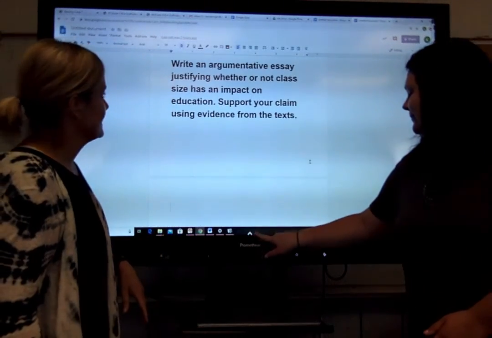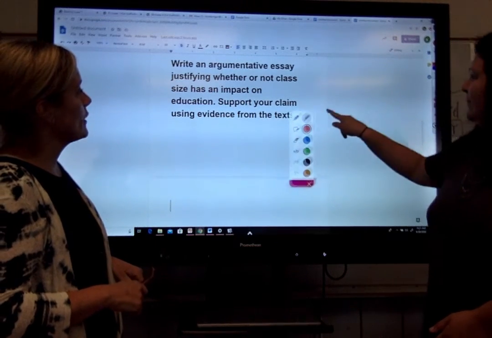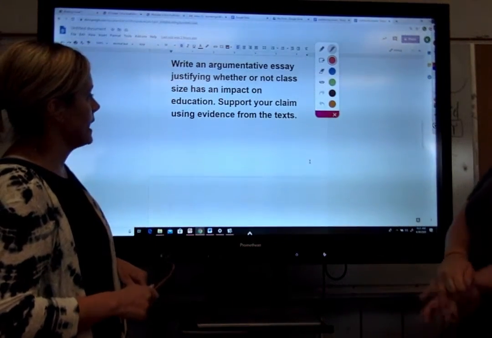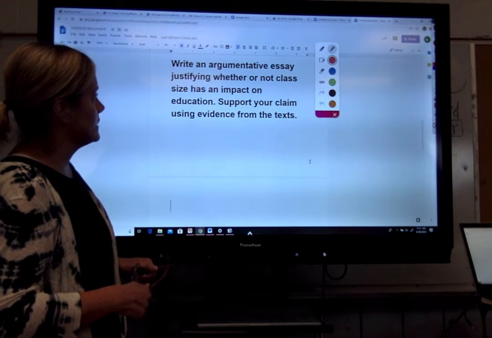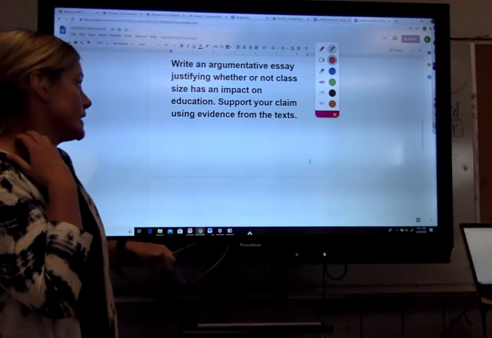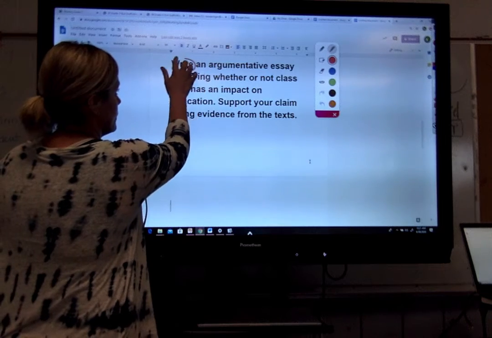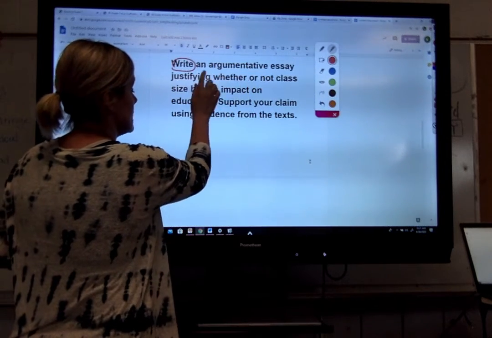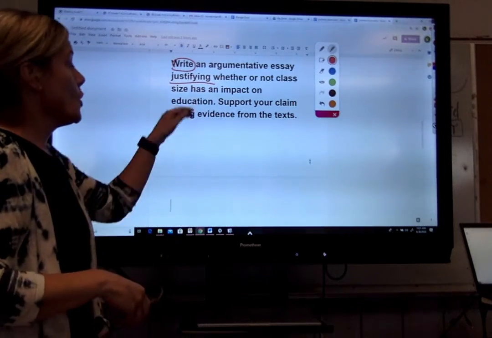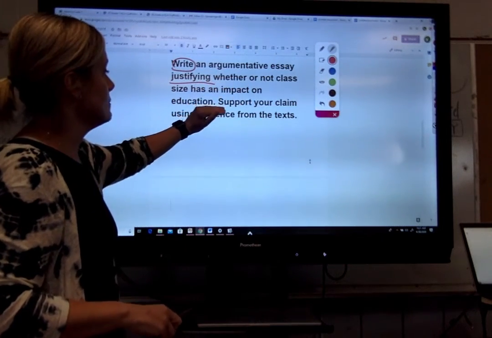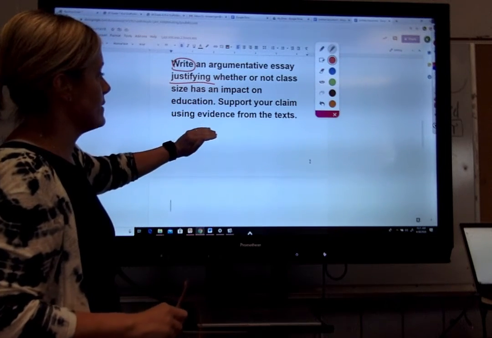Okay. This one says, write an argumentative essay justifying whether or not size has an impact on education. Support your claim using evidence from the text. Okay, well, let's look. We know that, like Ms. Swearingen said, write is your verb. You're going to write an argumentative essay, and you're going to have to justify. Now, what are we justifying? Whether or not class size has an impact on education. Then you're going to support your claim using evidence from the text.